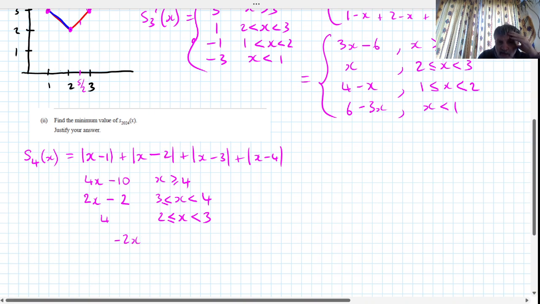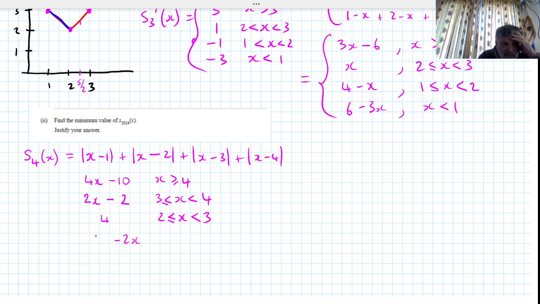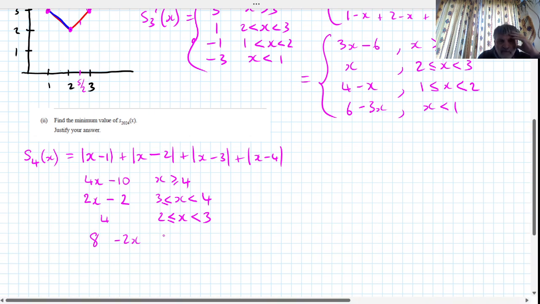Minus 1 plus 2 is 1, plus 3 is 4, plus 4 is 8, for 1 less than or equal to x less than 2. And then finally we're going to get minus 4x, and we'll get 10. So the first and the last are going to be symmetric here, x less than 1. So this is what we get.